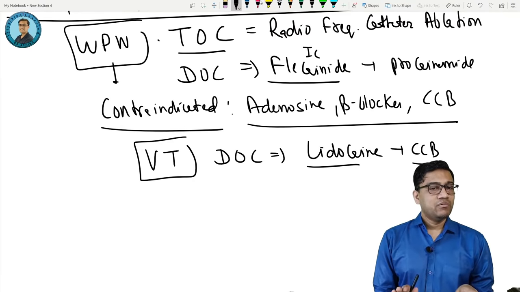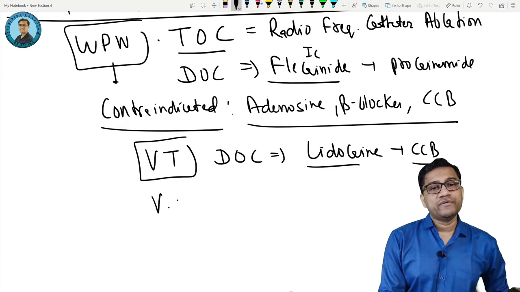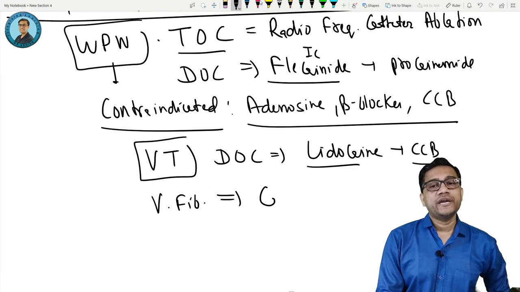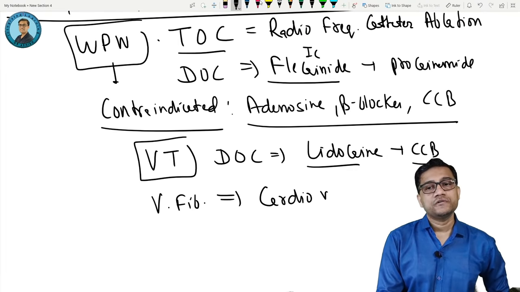Is it clear now? And if there is ventricular fibrillation, then the treatment is cardioversion, with a DC shock.